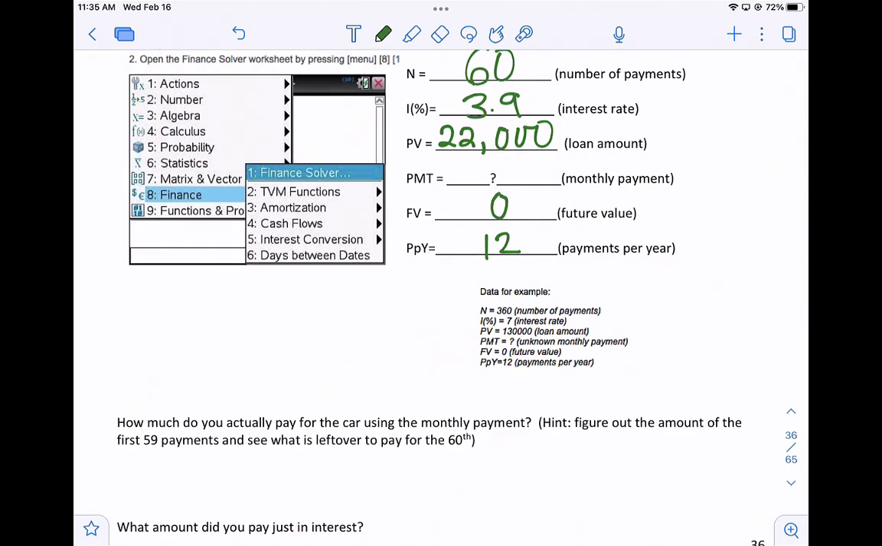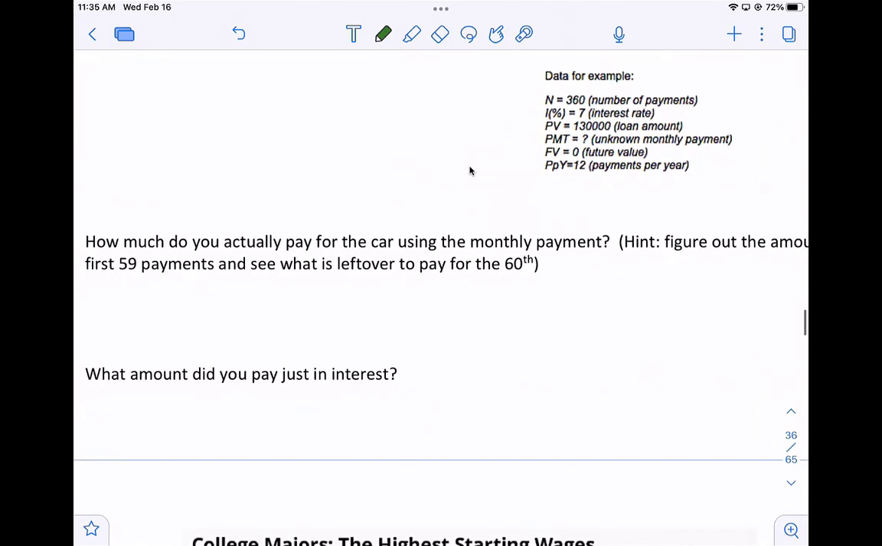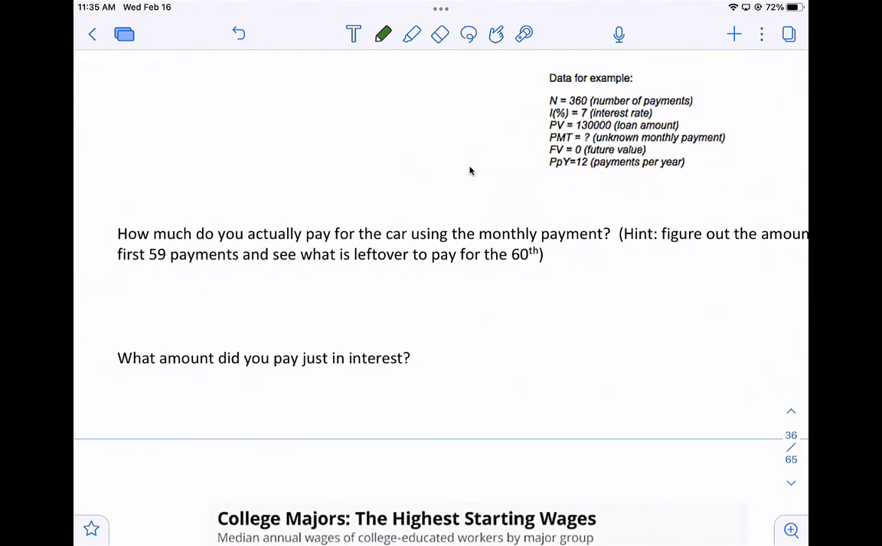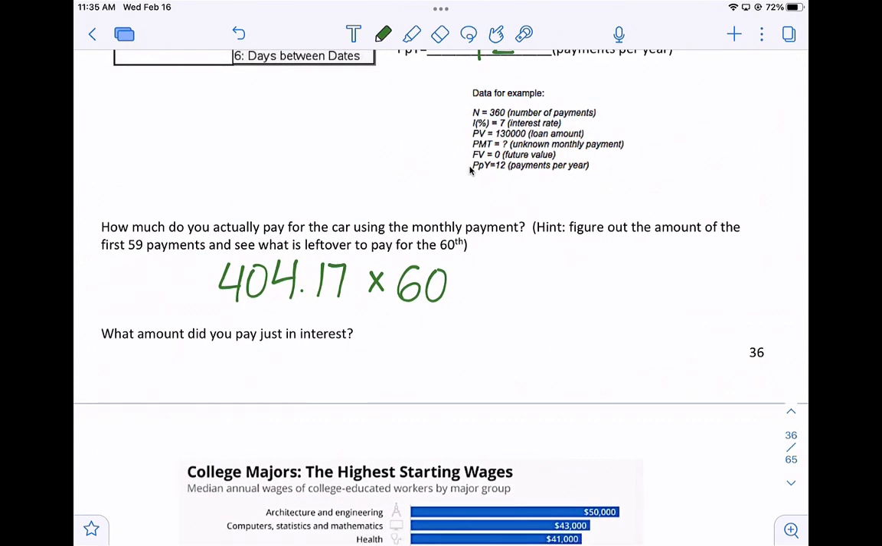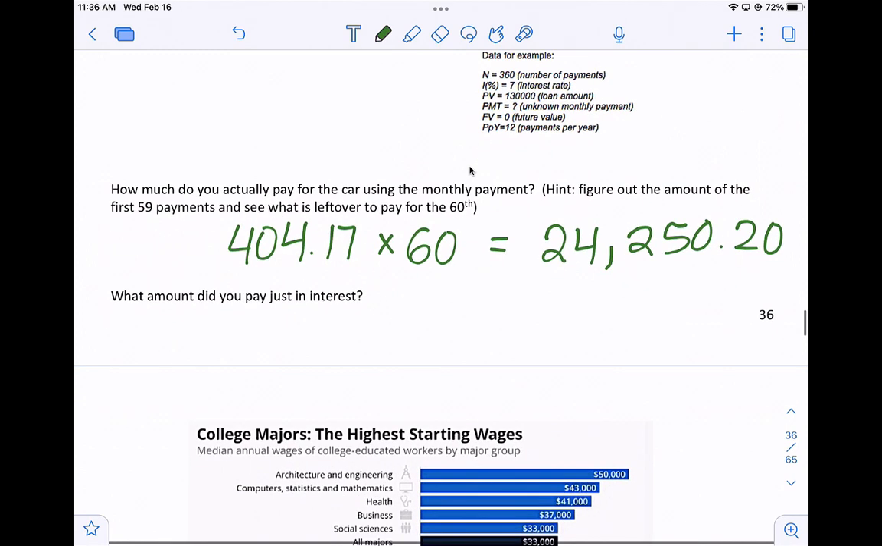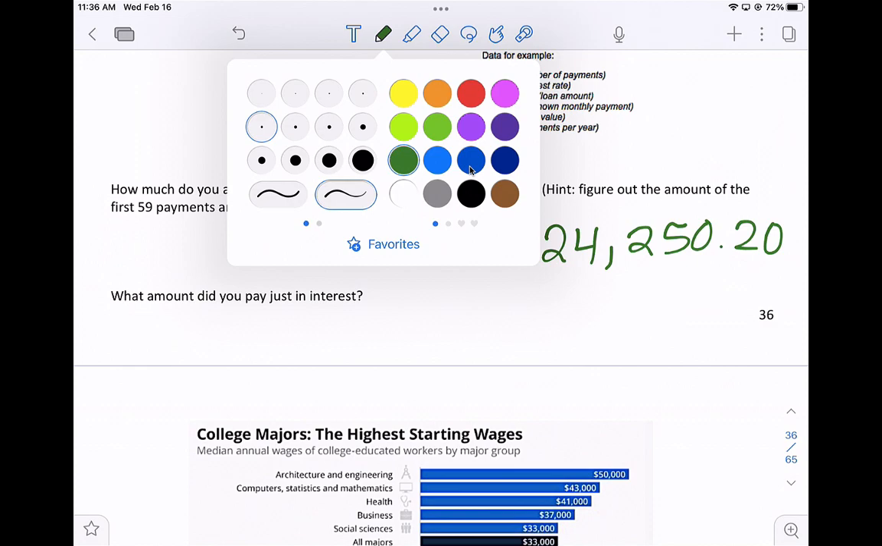Okay, so now let's use that information and put it here. It says, what did you actually pay for the car using the monthly payment? So let's just assume right here that we paid $404.17 for the car, and we paid this off in 60 installments. And so that's a total of $24,250.20. And then remember how much our car was worth? It was only worth $22,000.